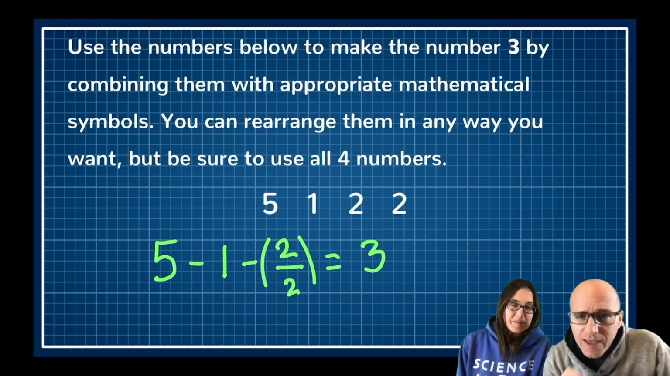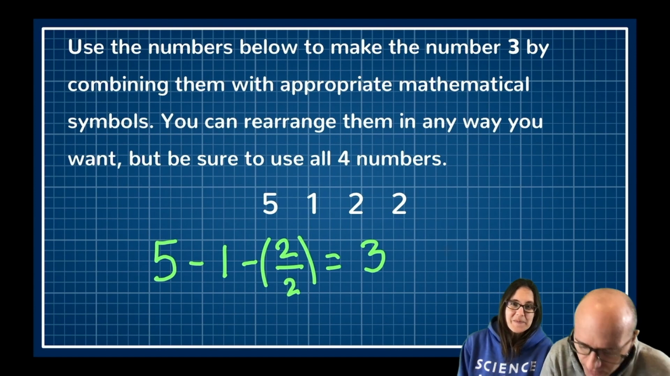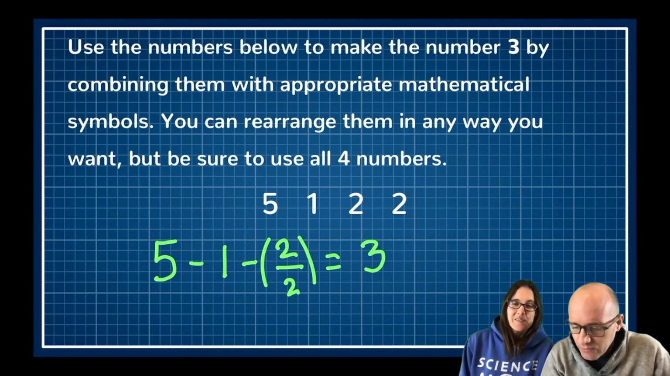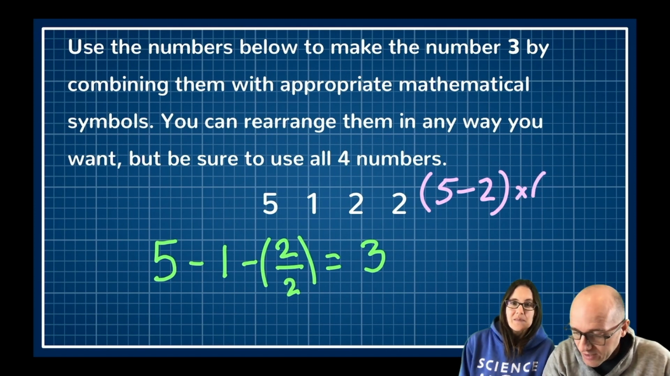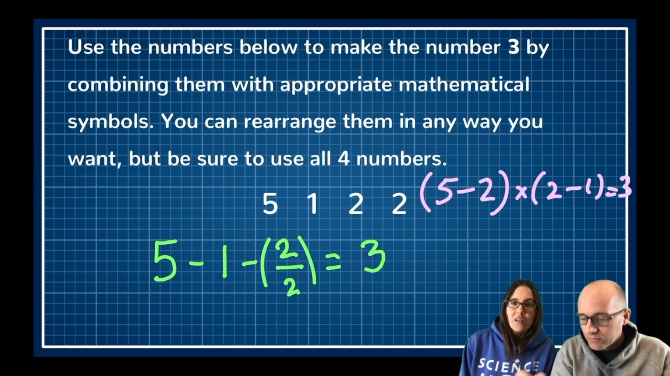Thank you. I came up with another way of doing it. I see that if we were to do 5 minus a 2, that would get us to a 3, right? And then if we multiply that whole thing by the number 1, which I'm going to write as a 2 minus 1, well, that equals 3 as well.